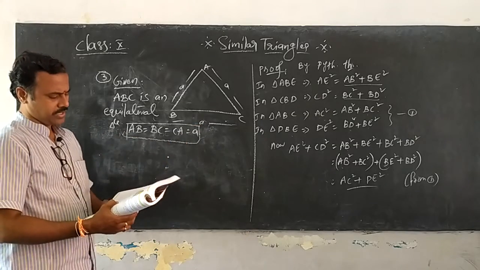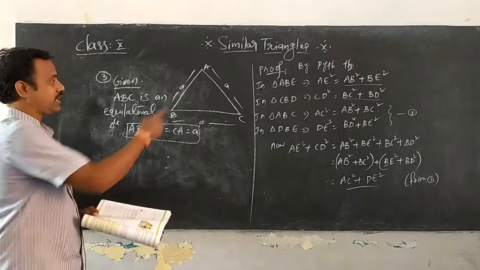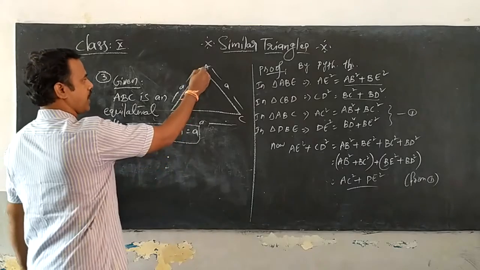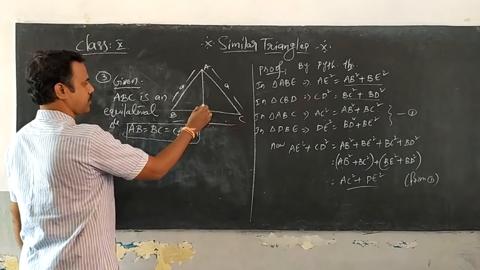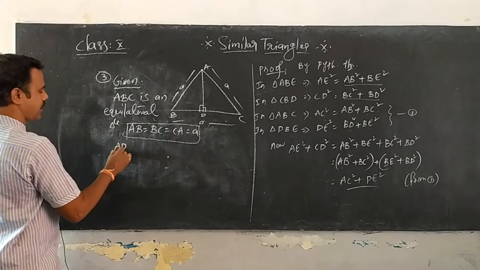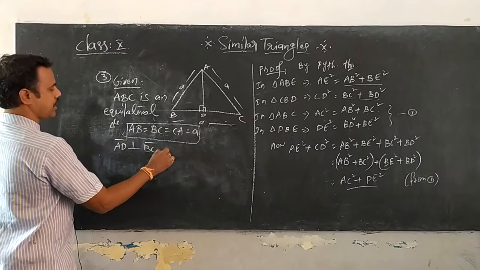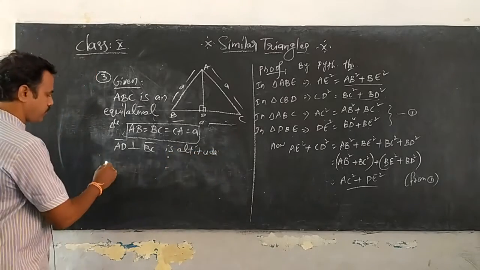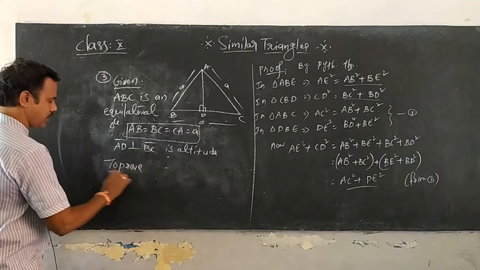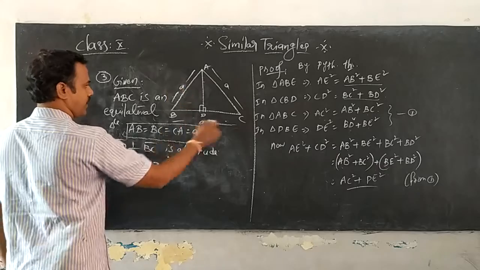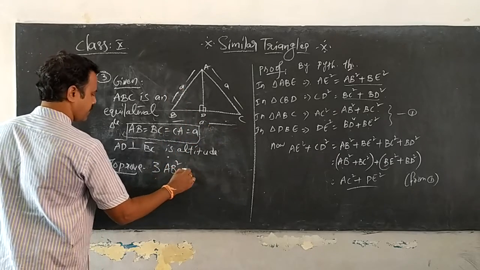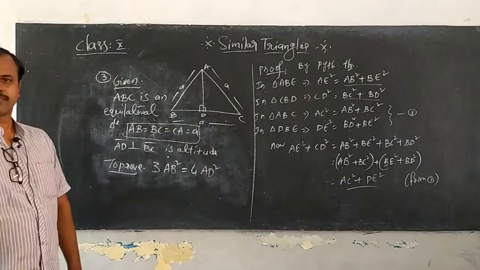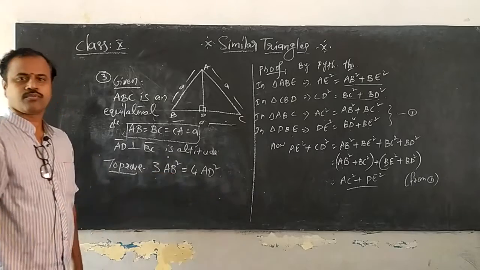Prove that 3 times the square of any side, you can take any side, is equal to 4 times the square of the altitude. Altitude means a perpendicular drawn from a vertex to the opposite side. So we write AD line segment perpendicular to BC line segment is the altitude. To prove: 3 times AB square is equal to 4 times AD square.